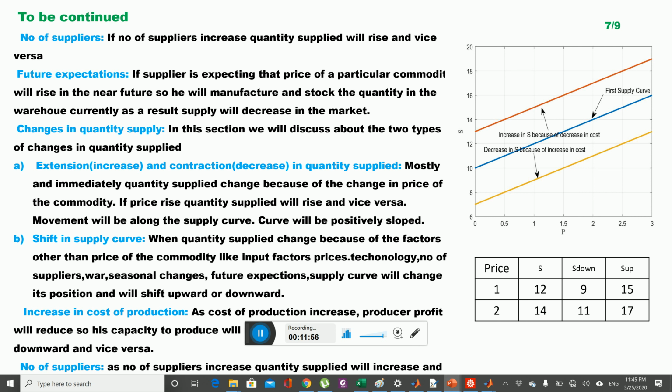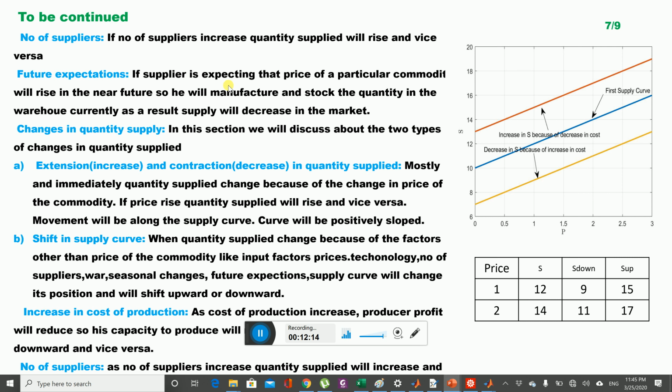The law was this, that when price increases, supply will increase. In here, price is the same, price does not change, but the number of companies increases, and that is why quantity supplied will also increase. The next one, future expectations.